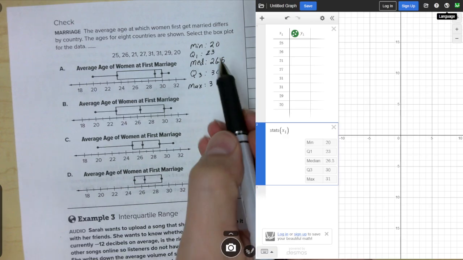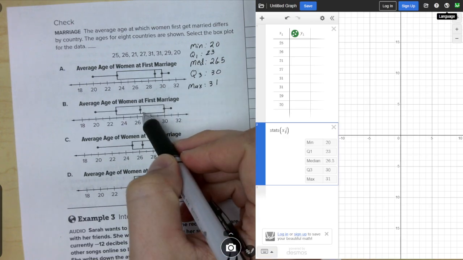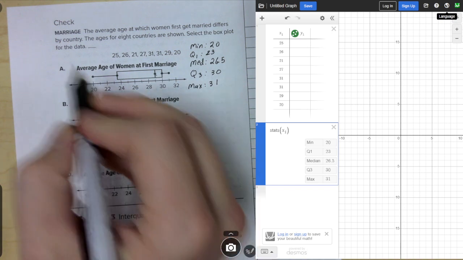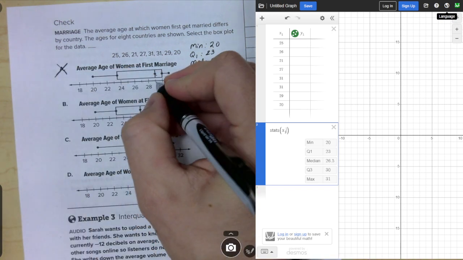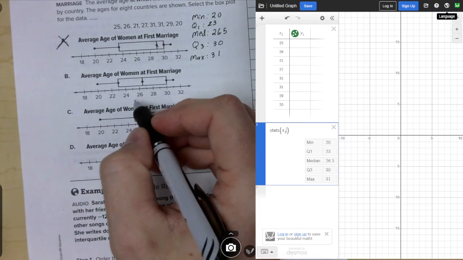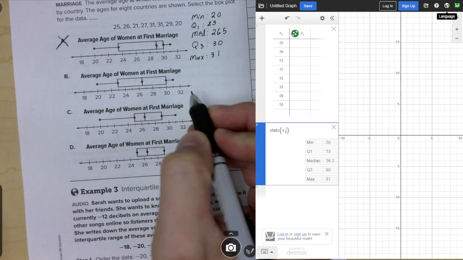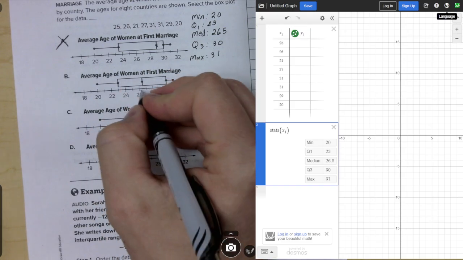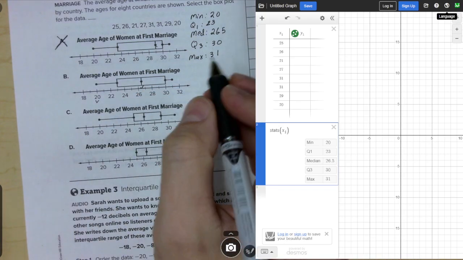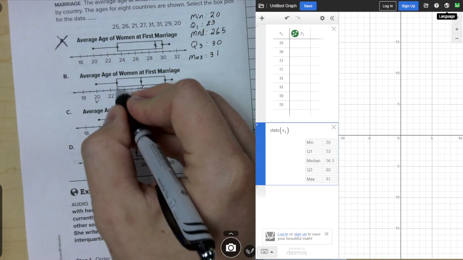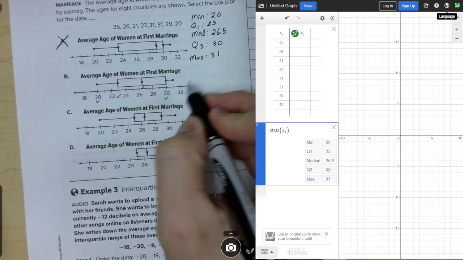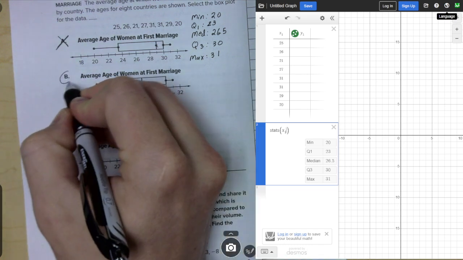All right, so we need 26.5 for our median. Well, it can't be this one because this one has the median at 29. A is out. The failure is we have a median at 29. B, let's see. Median looks 26, 27. It's at the halfway point. All right, median checks out. Minimum 20, that checks. 23 is the Q1, that checks out. 30 is our Q3, that checks out. Maximum is 31, that checks out. The answer will be B.